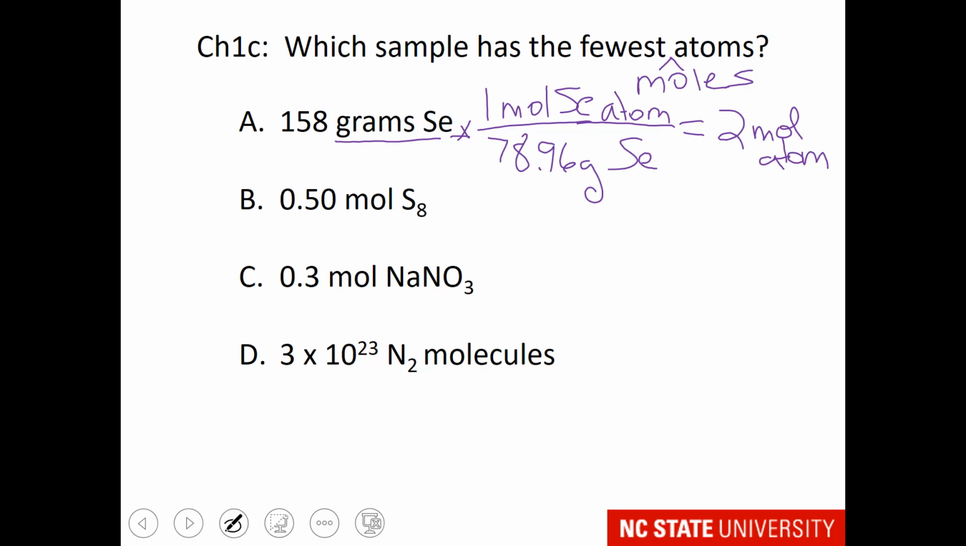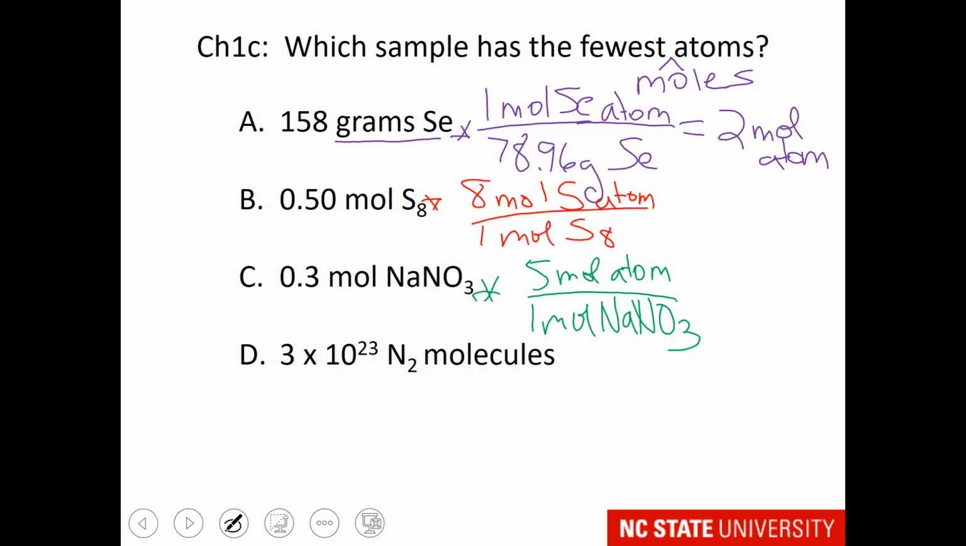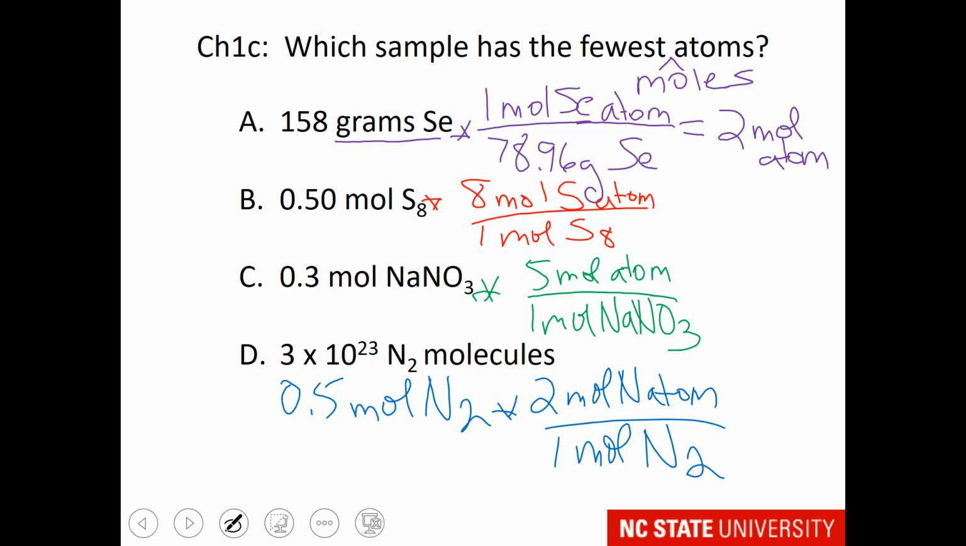For my next one, remember that there are 8 moles of sulfur atoms in 1 mole of S8. That is a true ratio of 1 divided by 1. For the next one, remember there are 5 moles of atoms in 1 mole of sodium nitrate. The last one I can simplify. I know Avogadro's number is 6 times 10 to the 23rd, so clearly I have half a mole of nitrogen molecules. And it is a true ratio to say there are 2 moles of nitrogen atoms in 1 mole of nitrogen.